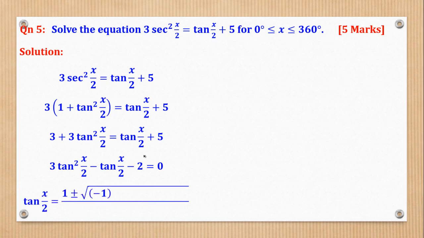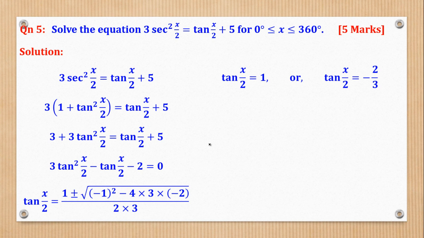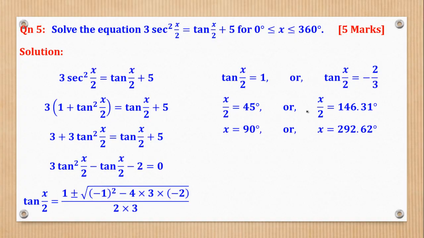Then I can use the bulldozer or quadratic formula to get the 2 values of tan x over 2. One of them is 1, another one is negative 2/3. Inverse of this gives you this, inverse of this gives you that. Then you can cross multiply to get the value of x. And that is what they wanted.